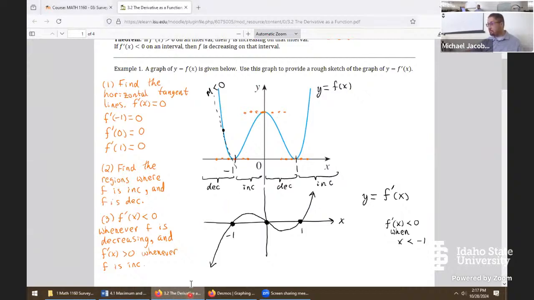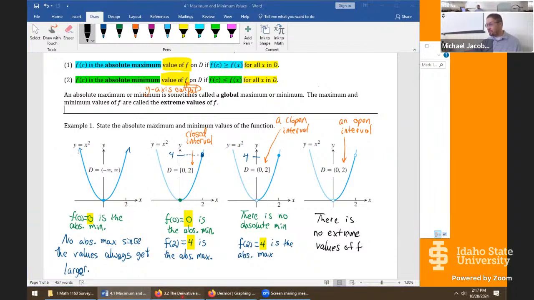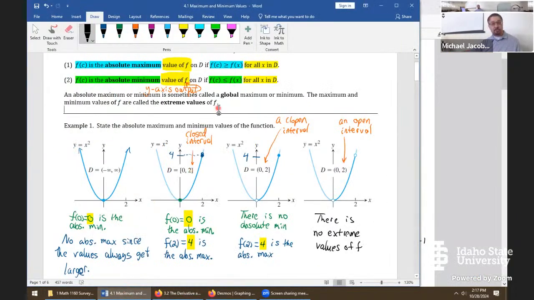But actually working out the problems, it's a little bit more technical, unfortunately, because of small issues with domain. And there are similar issues as what we see over here. Tiny changes on your domain have really big ramifications on what you can say for an absolute maximum and absolute minimum. So let's turn to that next set.